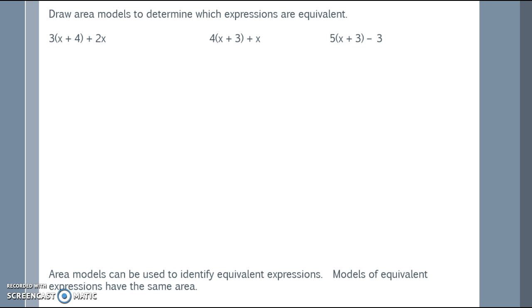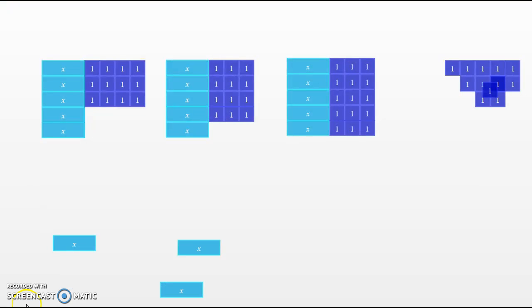Draw area models to determine which expressions are equivalent. Pause the video, see if you can tackle this one. On the left, I have 3 times the quantity of x plus 4 plus 2x. In the middle, I have 4 times the quantity of x plus 3 plus x. And on the right, I have 5 times the quantity of x plus 3, but then it asks us to subtract 3. So I need to subtract 3 away.